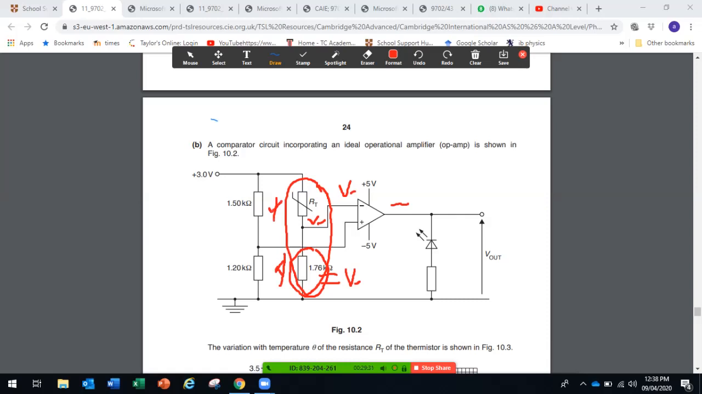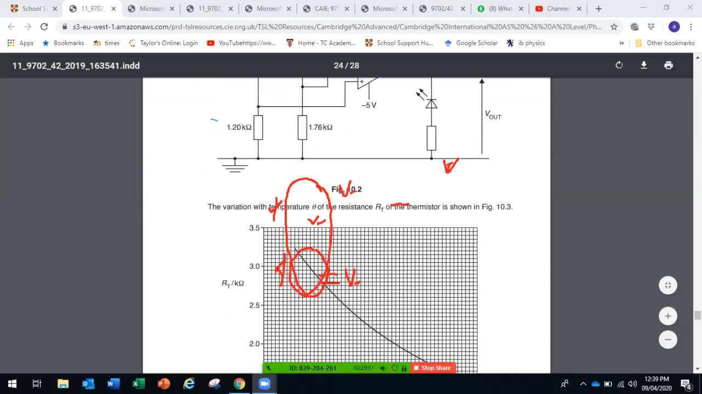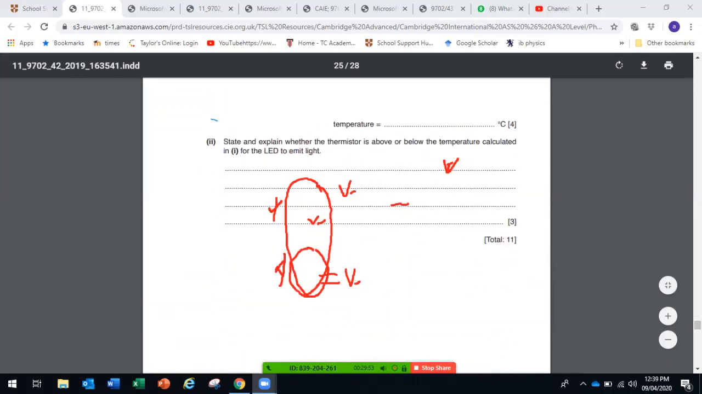So, because they say state and explain, how do we put it across in a nice sentence? How do we output the question? Where's the question, sir? State and explain, 3 marks. Explain the thermistor above, below, or temperature.